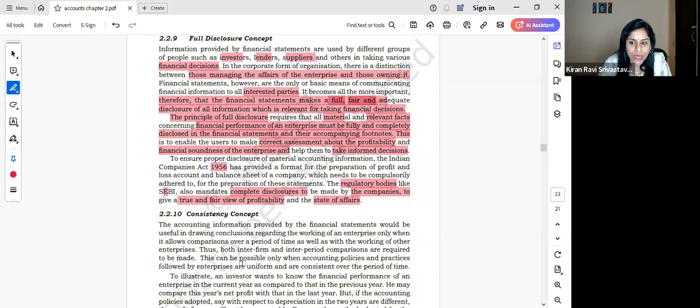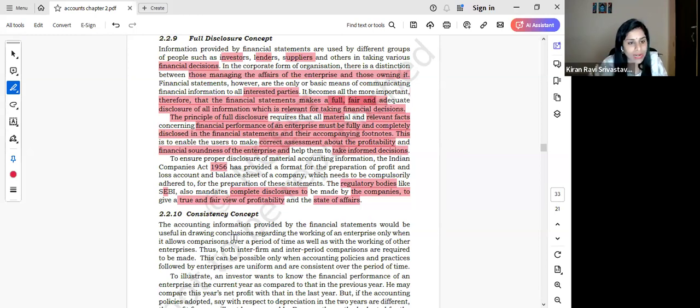Okay, then the next one is the consistency concept. What is consistency? In general English, consistency means doing something in the same pattern, the same way. Like, for example, every day you study from 6 to 8 in a consistent manner, repeating the same pattern. Similarly in accounting, whatever you are doing should be done in a consistent manner. Not that in one year you calculate depreciation through the written down value method and next year through the straight line method.